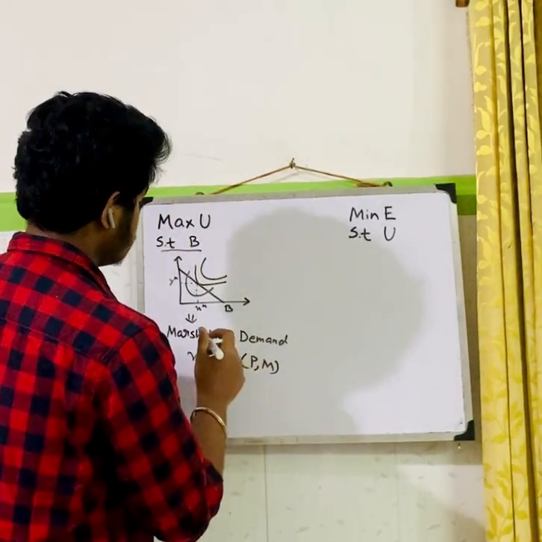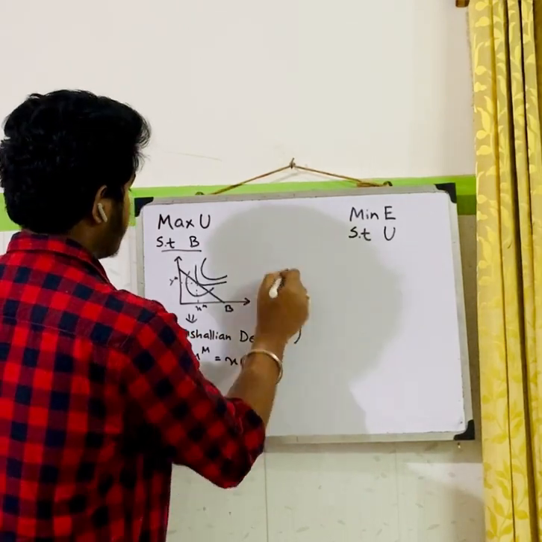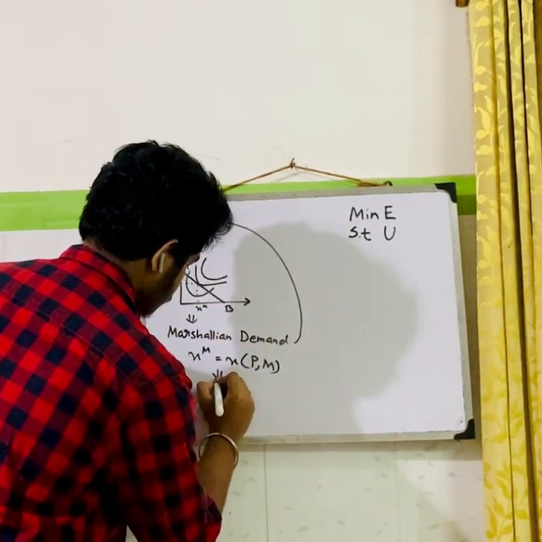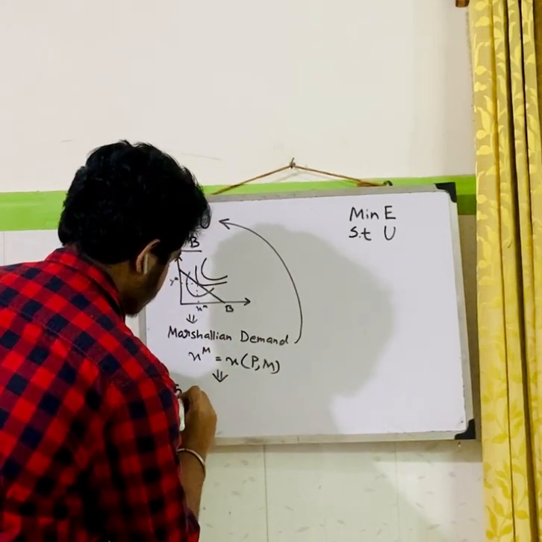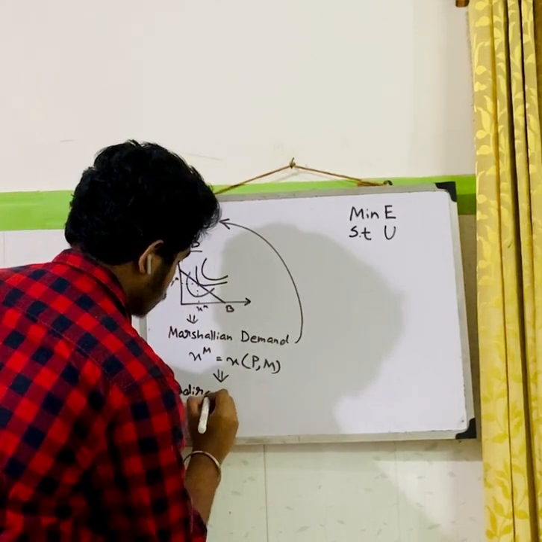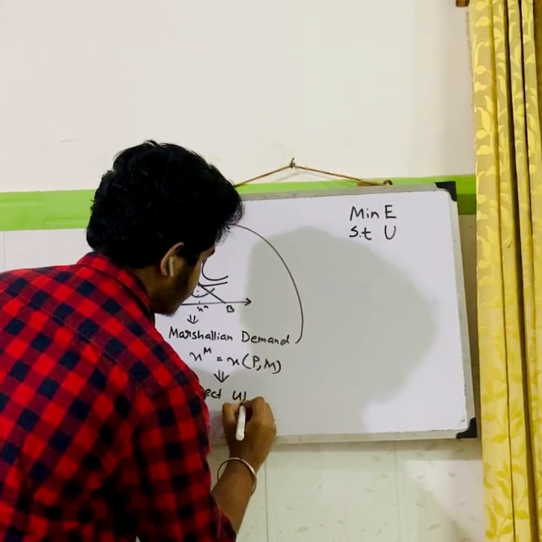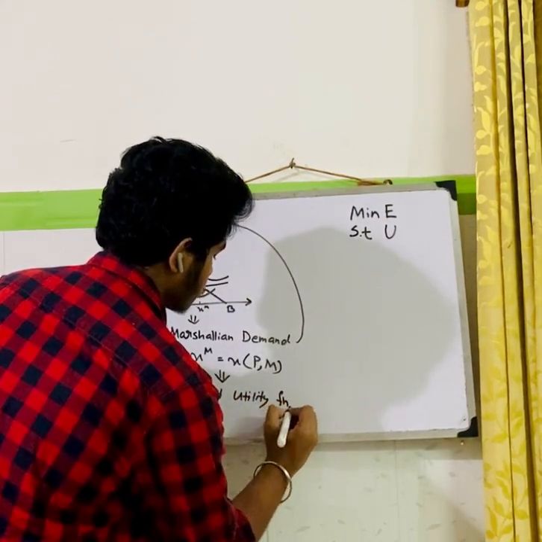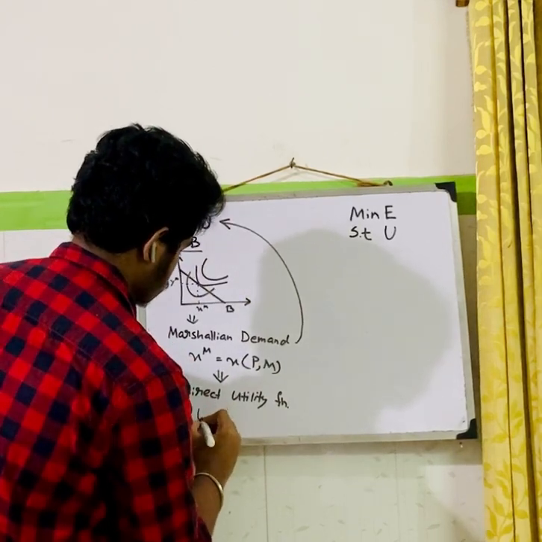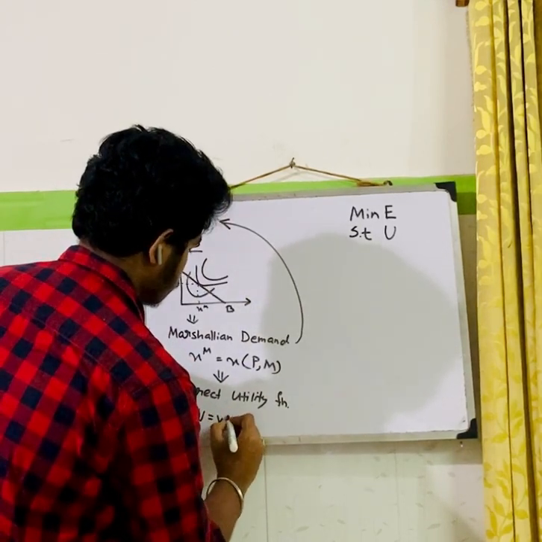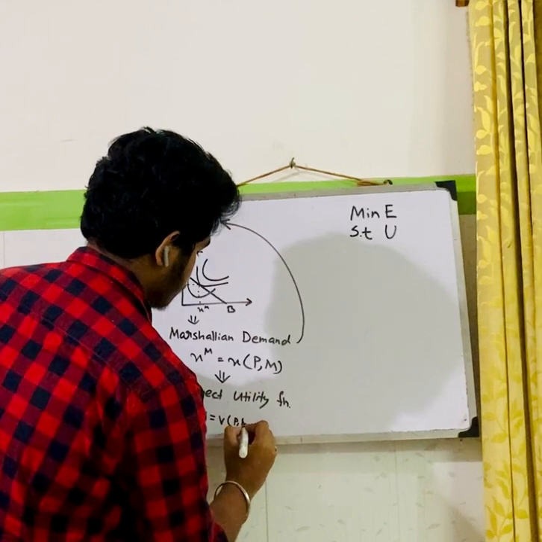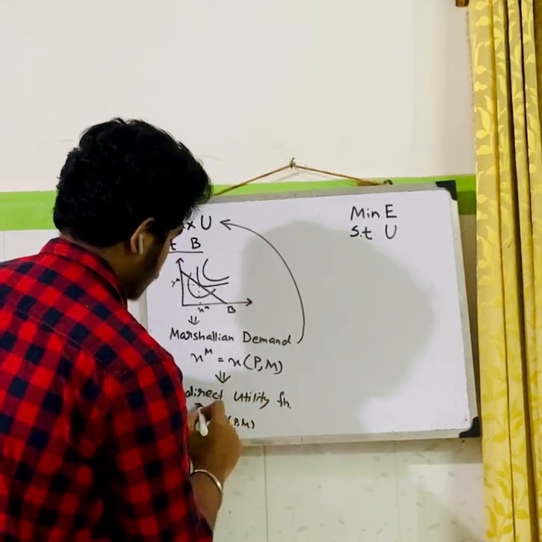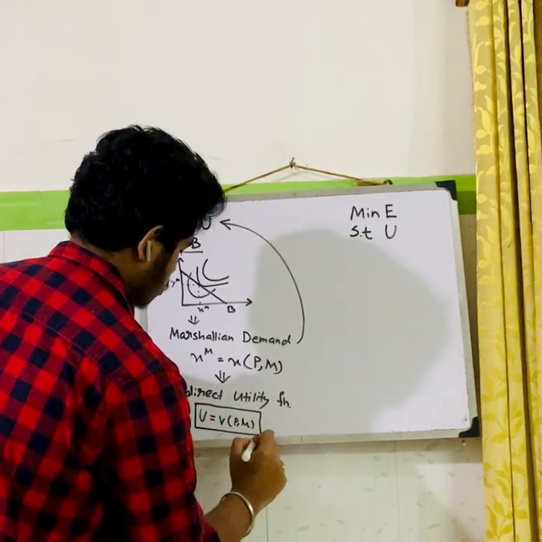Now if we put this Marshallian demand back into a utility function, then we get indirect utility function. So this is also a function of price and income, as our Marshallian demand is the function of price and income. Cool.